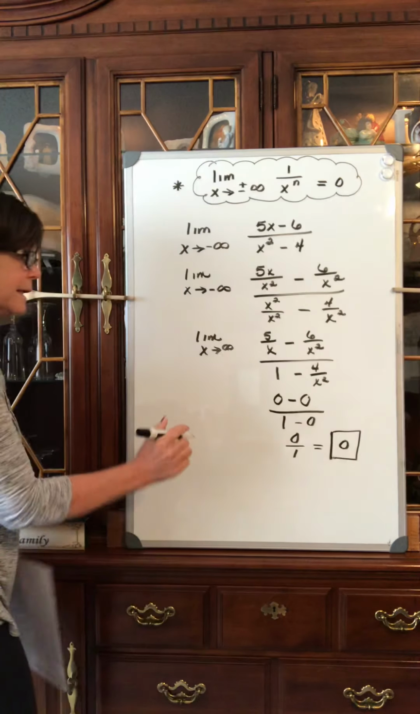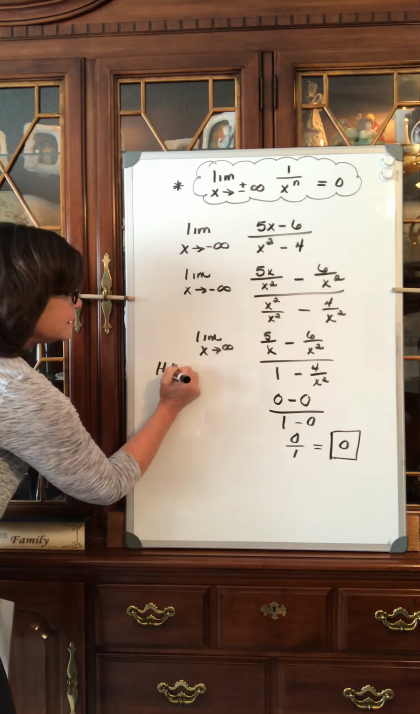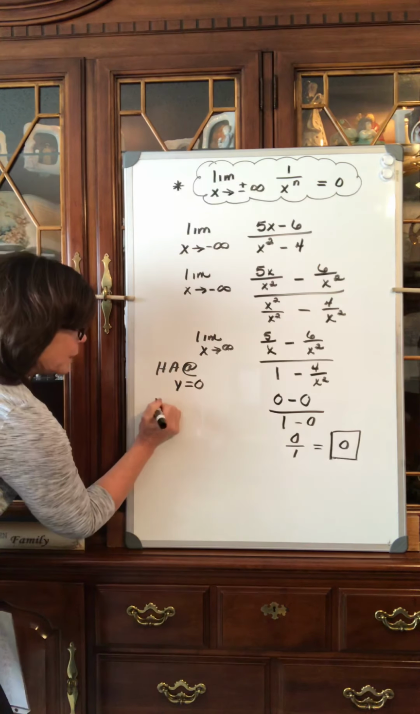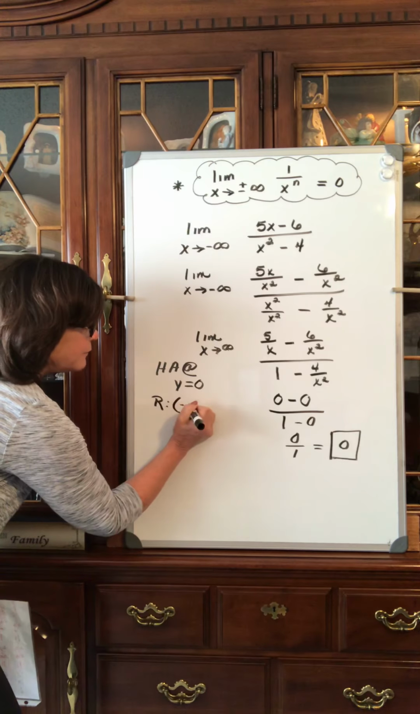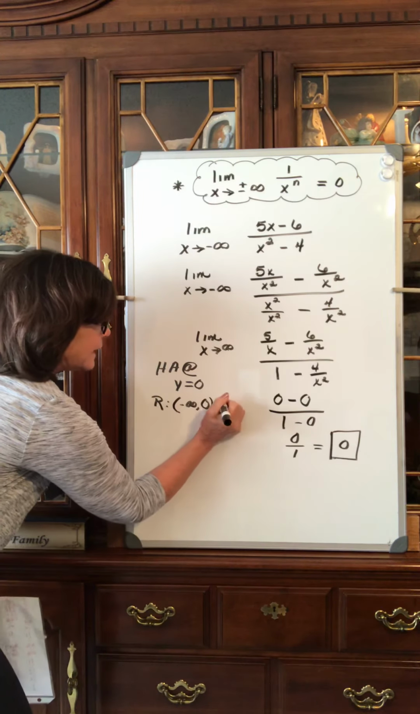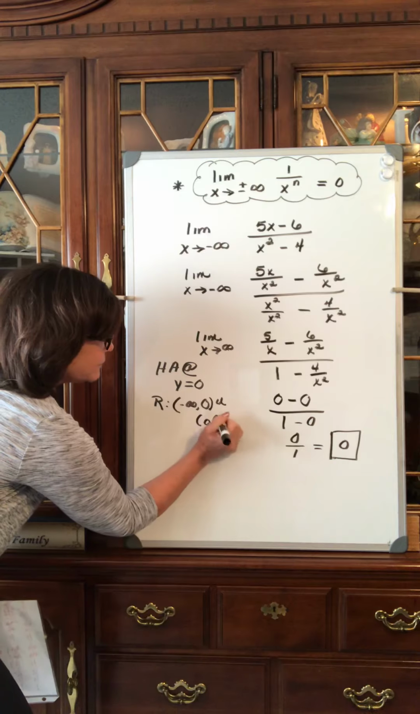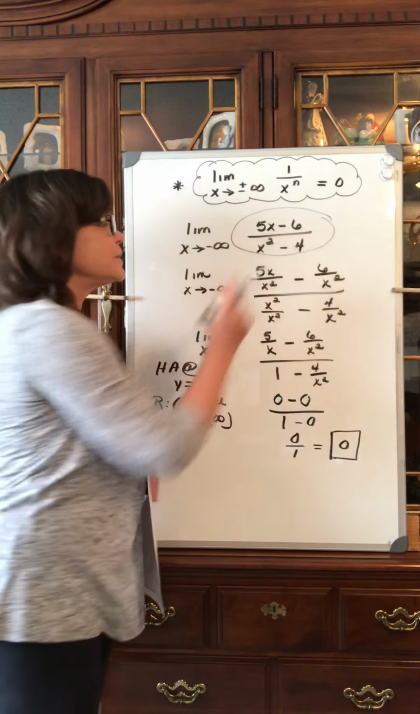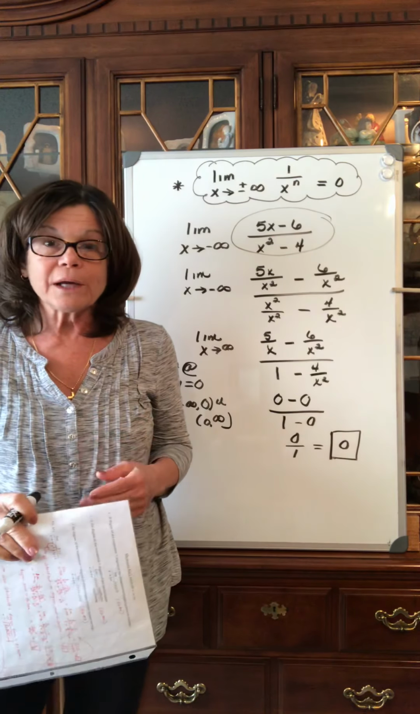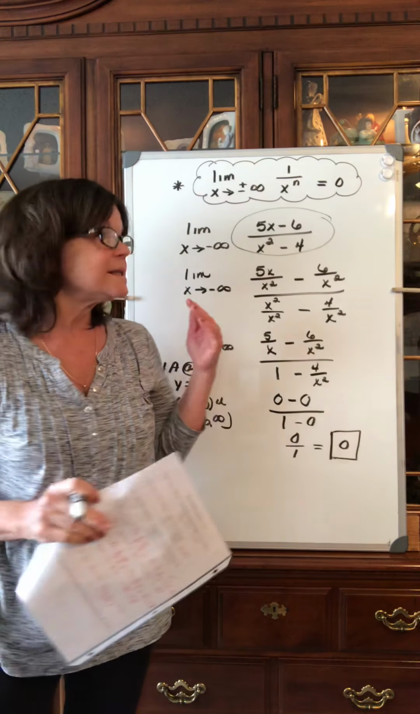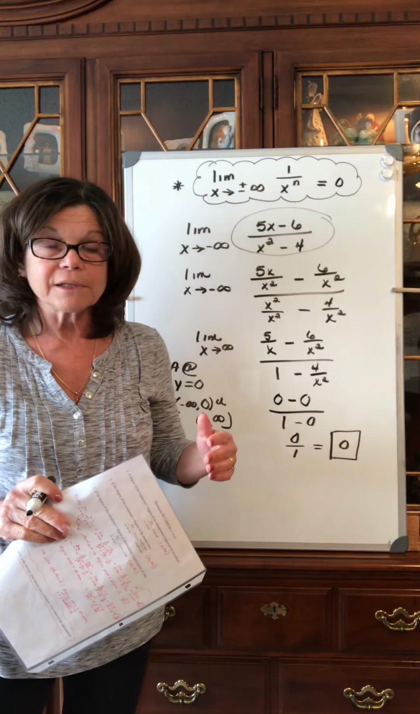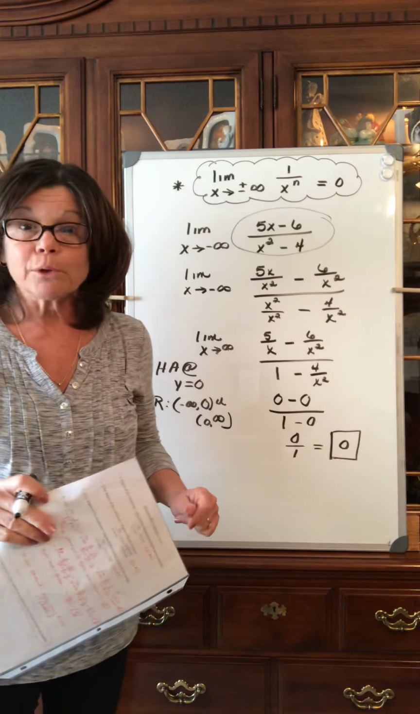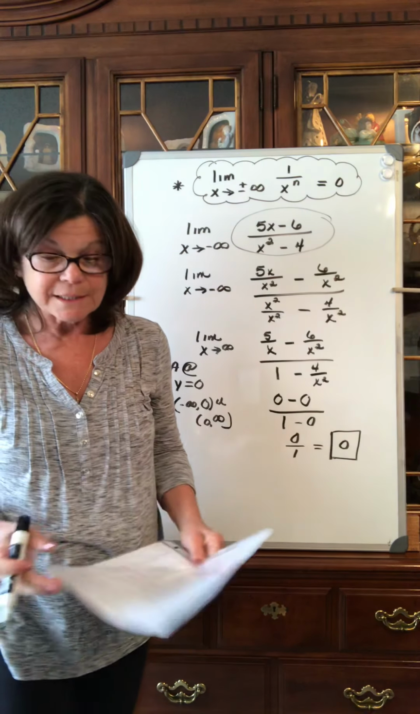So what that means, if this function has a horizontal asymptote at y equals 0, it means that the range of this function is from negative infinity to 0 and from 0 to positive infinity. If you put the function right here into your calculator and you look at the graph of this function, as x is approaching positive infinity or negative infinity, it should be clear that the y value is approaching a y value of 0, which is the limit.